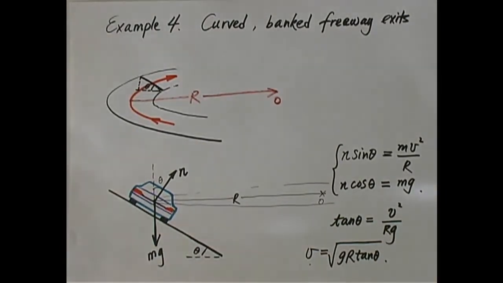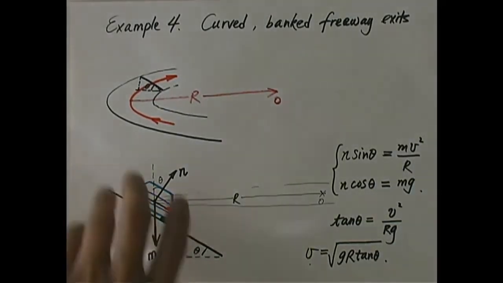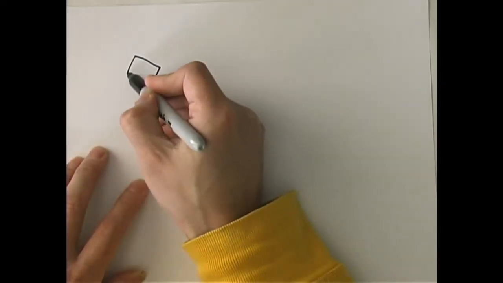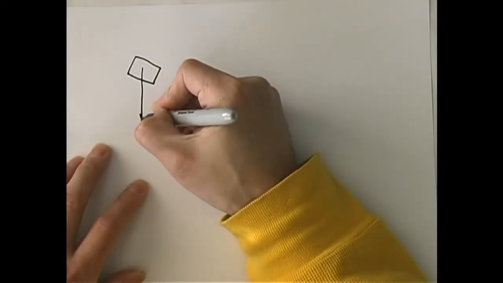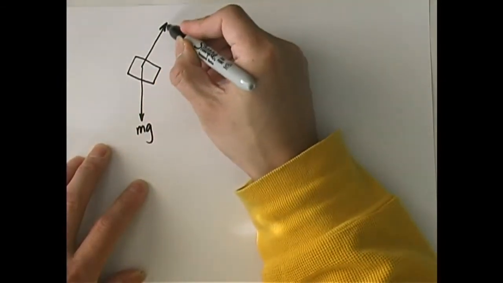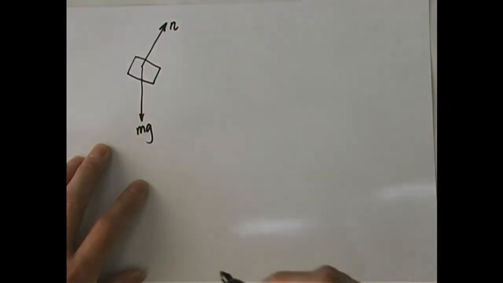Now, what happens with friction? Let's look. Let me draw a fresh free body diagram including friction into consideration. So again, I have this car, right? Let me simplify it into a box. I have mg, I have n, but I also have friction.